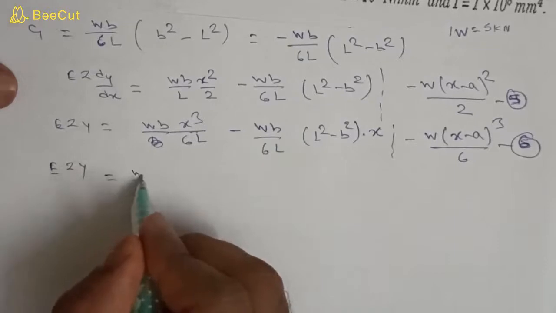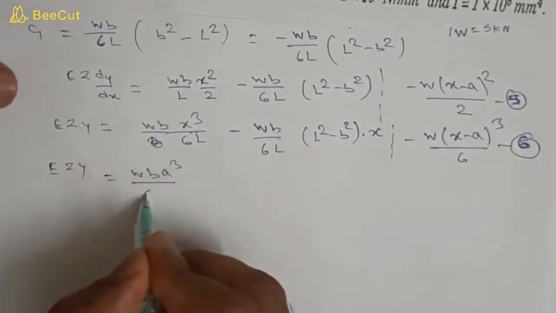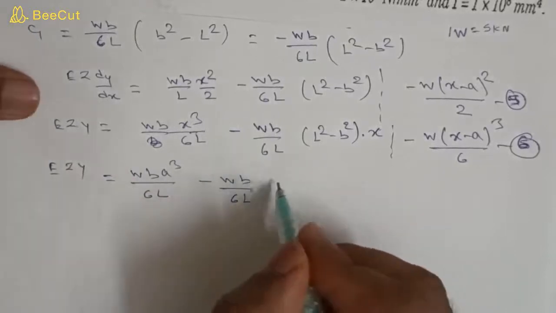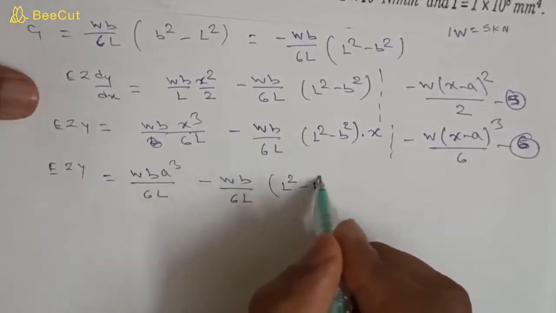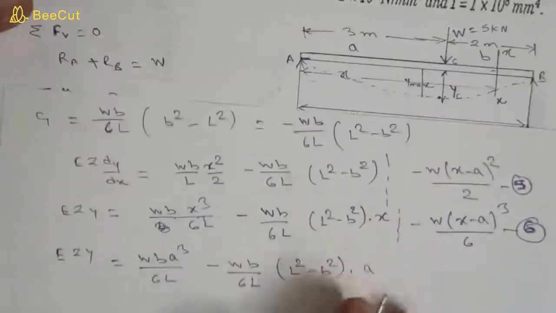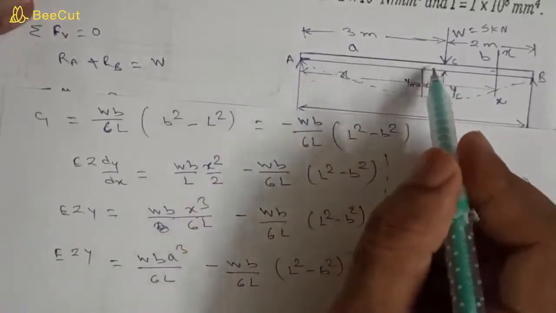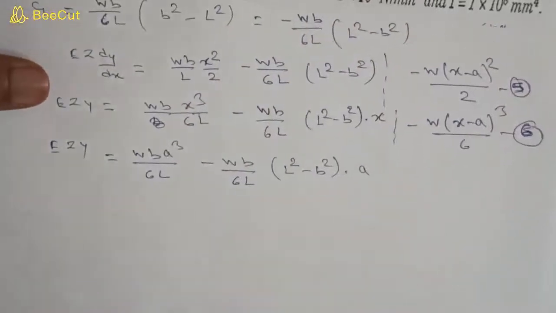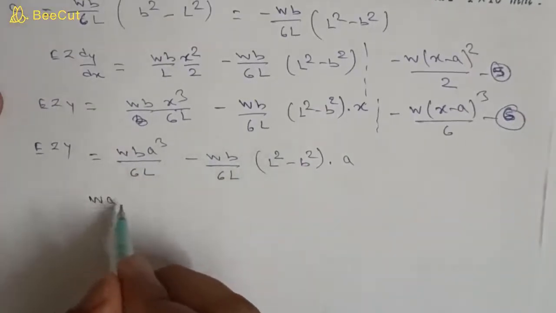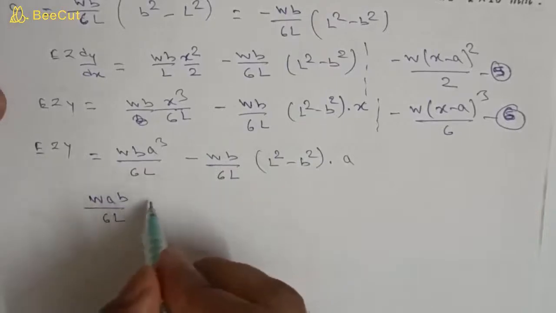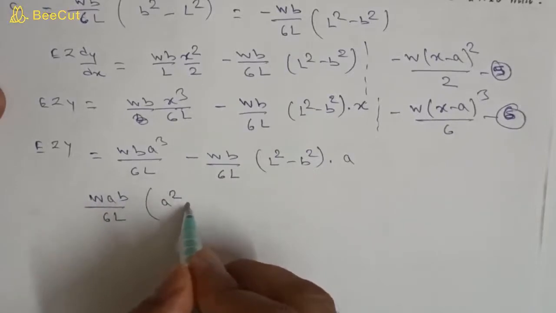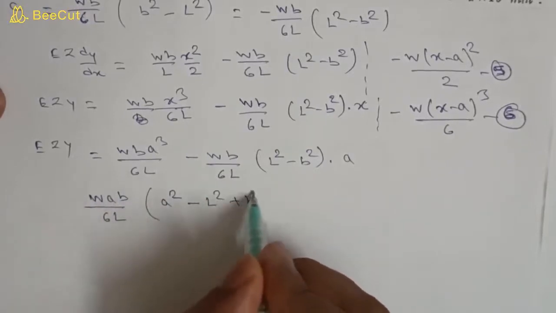EIY is equal to WB A cube upon 6L minus WB upon 6L L square minus B square into A, and we will not consider this because this load comes under this section. So if we take WAB upon 6L common, then it will become A square minus L square plus B square.